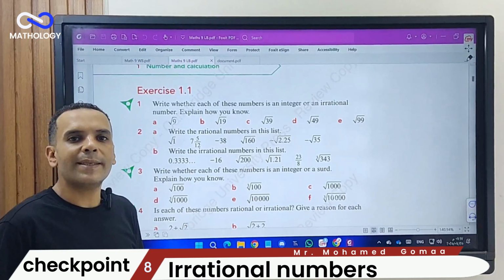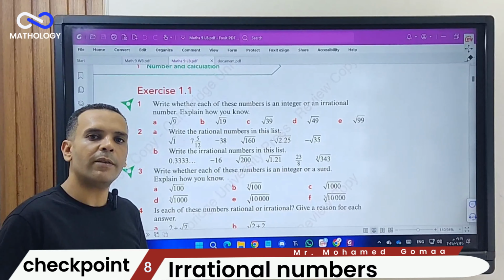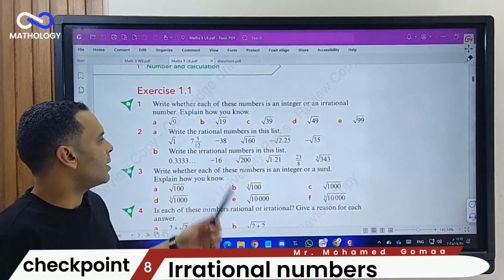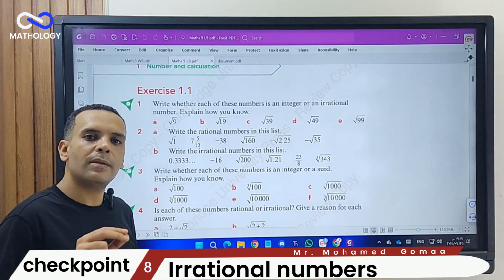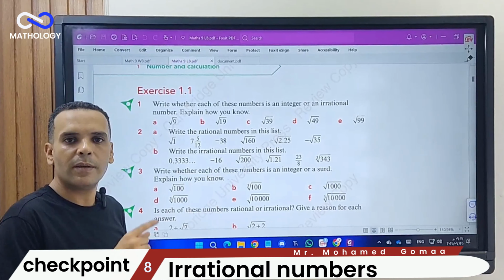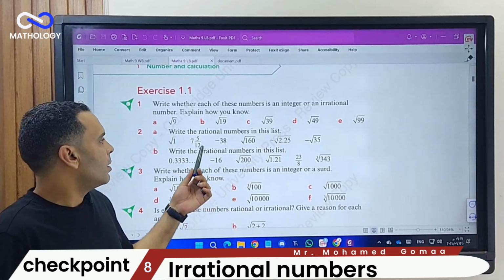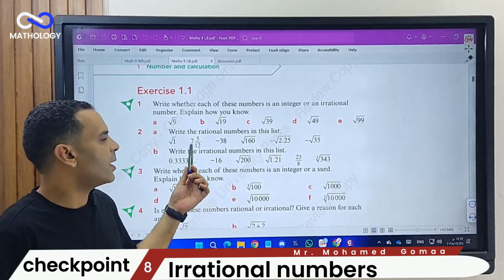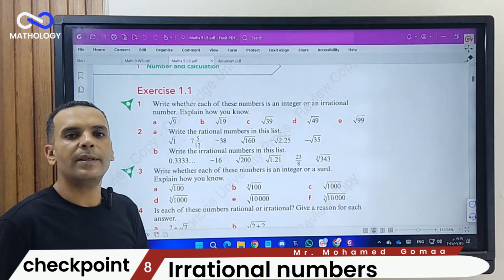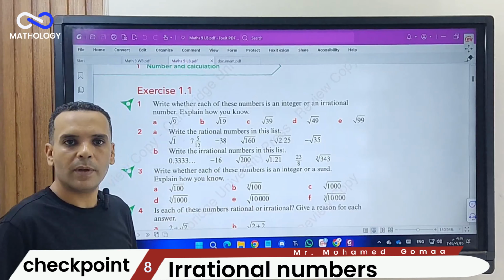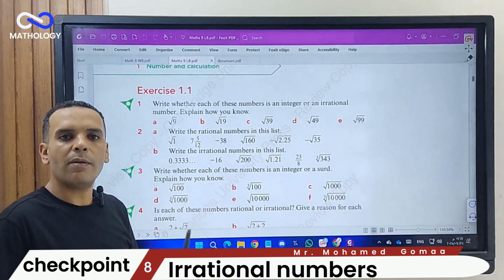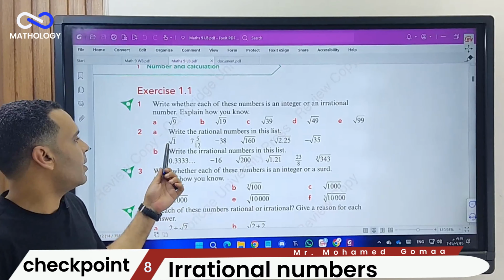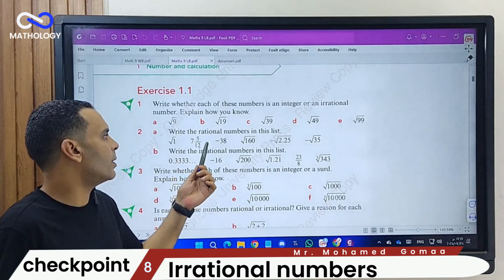7 and 5 over 12. This number is a mixed number. All the fractions are rational numbers. 7 and 5 over 12 is one kind of fraction. It's called a mixed number. A mixed number is a fraction, so it will be a rational number. Negative 38, a negative whole number. This number is an integer. All the integers are rational numbers. So this number is rational, and this one and this one.